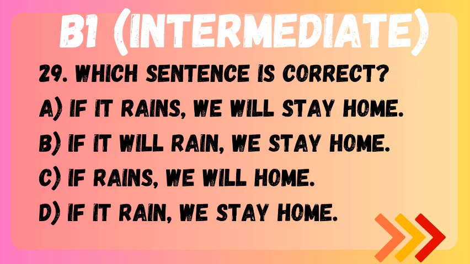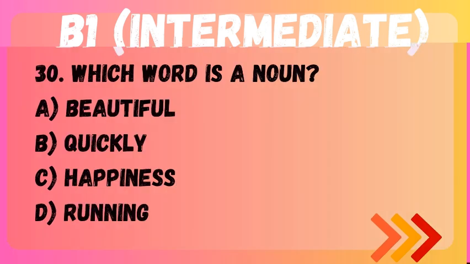29. Which sentence is correct? A. If it rains, we will stay home. B. If it will rain, we stay home. C. If rains, we will home. D. If it rain, we stay home. 5, 4, 3, 2, 1. 30. Which word is a noun? A. Beautiful. B. Quickly. C. Happiness. D. Running. 5, 4, 3, 2, 1.